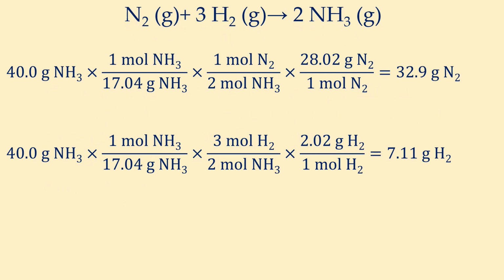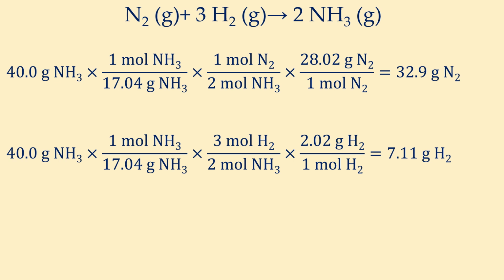Assuming a 100% yield to 40 grams of ammonia, I'll simply convert the 40 grams of ammonia to mass of each reactant to find the exact amount of each reactant required. Let's take a moment to discuss these processes. These steps and concepts are described in earlier videos.